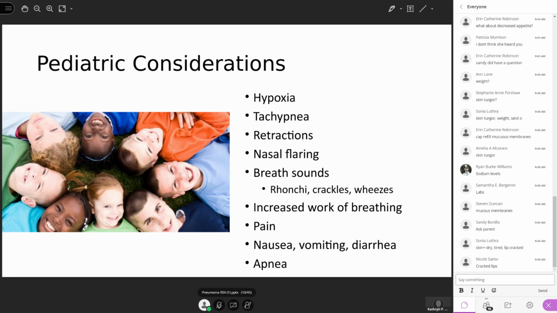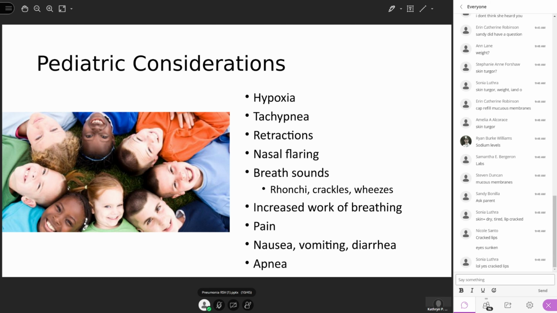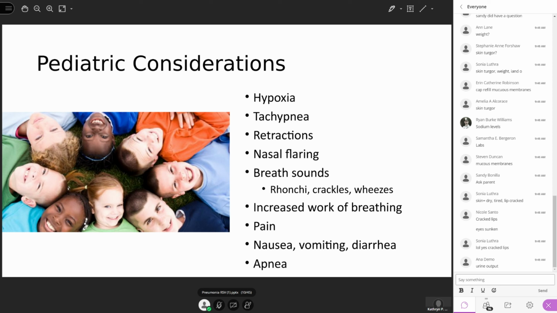Cracked lips. I see labs here and I agree with those, but there are things that we can do with our eyeballs that we can tell right away. And you can see eyes sunken. Yep. Thank you, Nicole. Urine output. So what does the urine look like? Is it dark yellow? When was the last time they voided? What if it was 12 hours ago? You can also do a specific gravity, and there are ways to get that result immediately.